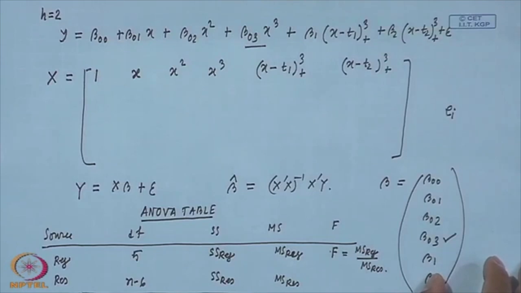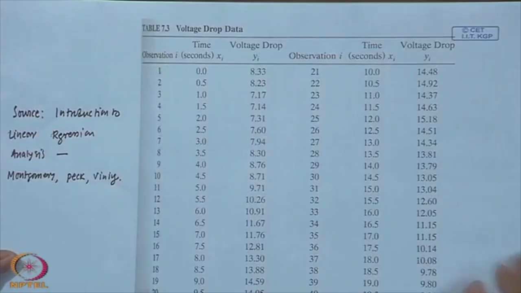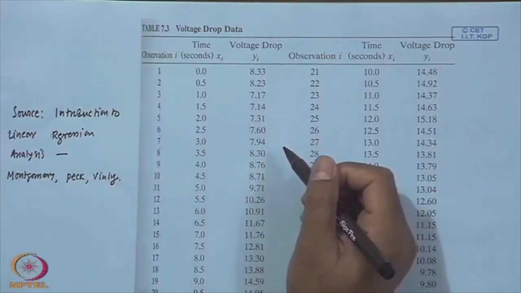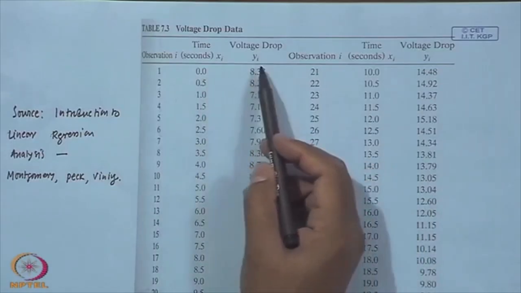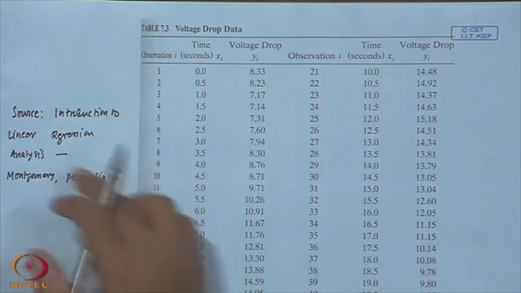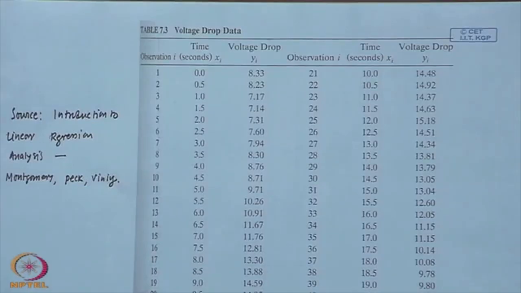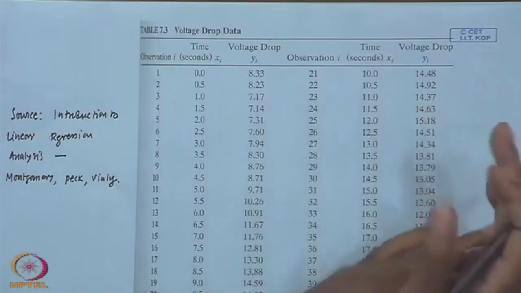Well, let me explain this cubic spline with 2 knots using an example. So, this is called voltage drop data, and here is the response variable, and you have 1 regressor, and there are a total of 41 observations. Okay. And I should mention that the source is the Introduction to Linear Regression Analysis book. So, you have observations x i, y i for i equal to 1 to 41.